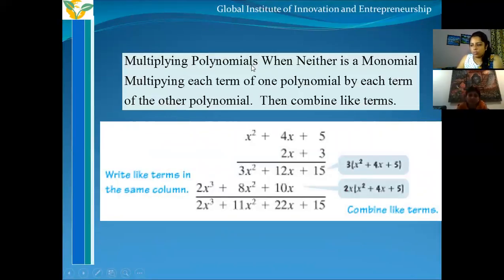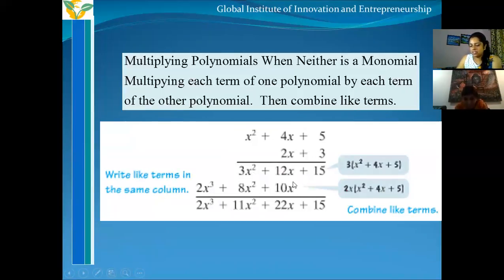So multiplying polynomials, when neither is a monomial, multiply each term of one polynomial by each term of the other polynomial, then we have to combine the like terms. So I have given an example. X raised to 2 plus 4x plus 5 multiplied with 2x plus 3. You already know the basics of multiplication, right? The first, we have to start from the left side. 3 into 5, 15. Plus 3 into 4 is what? 12x. Plus 3 into x square is what? 3x square. So in the units place, I have to keep it what? 0.